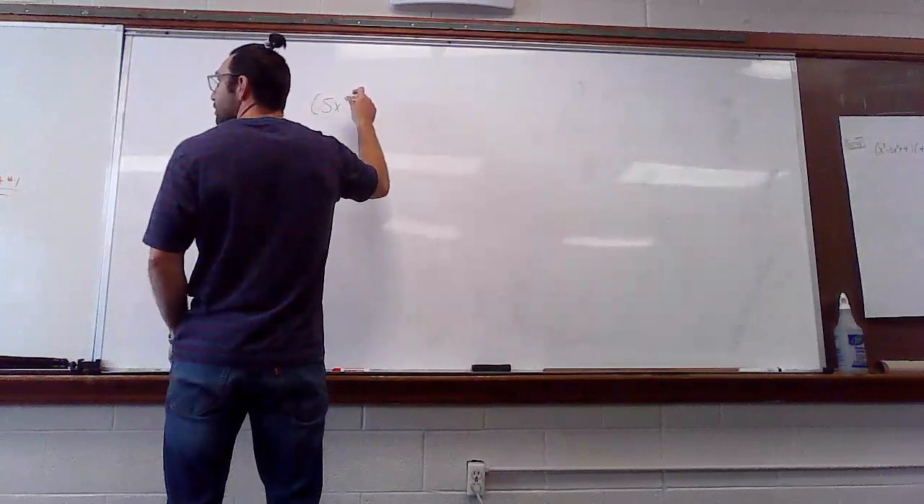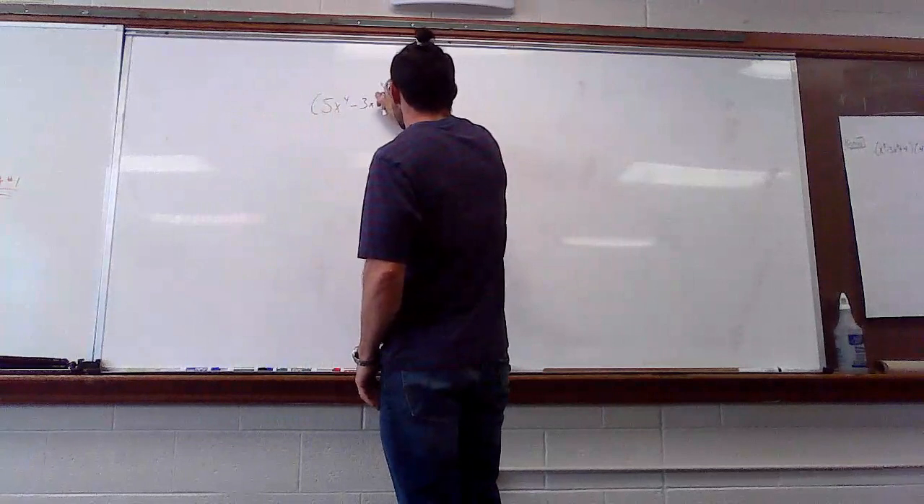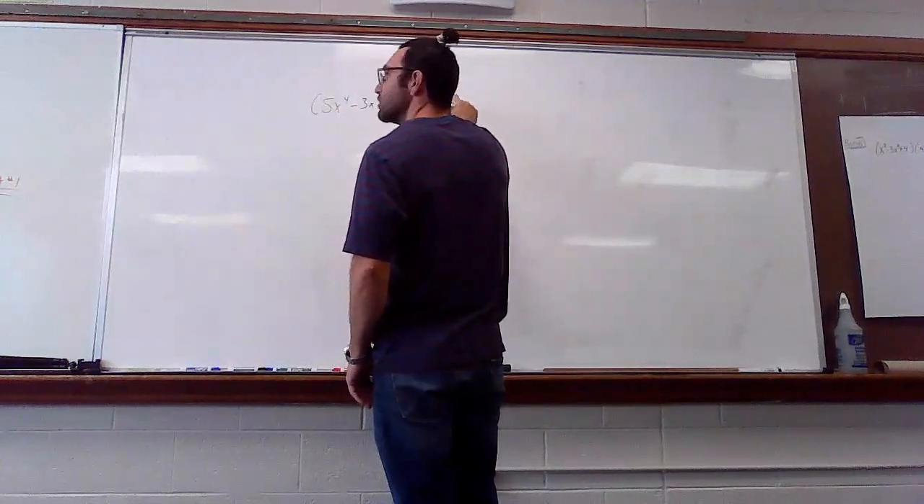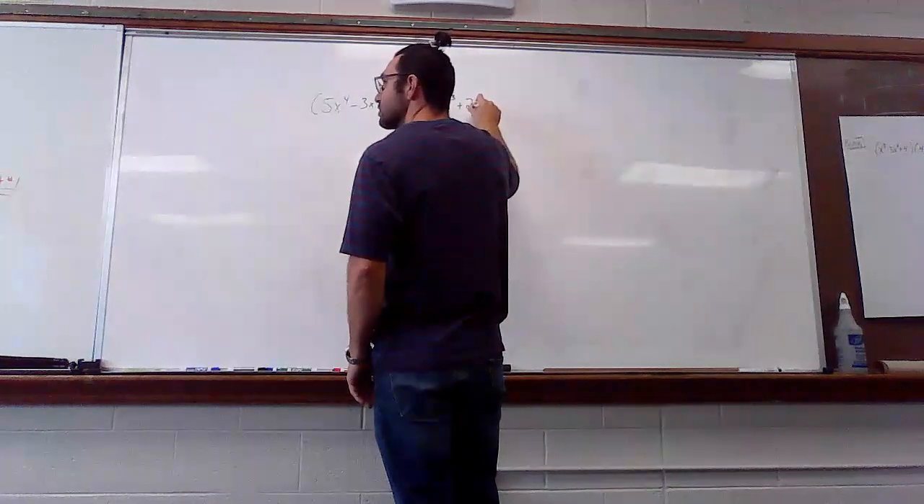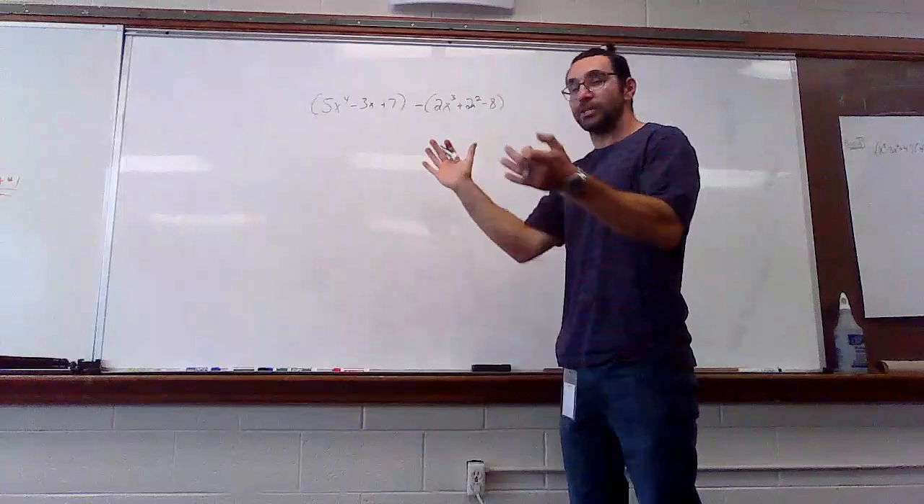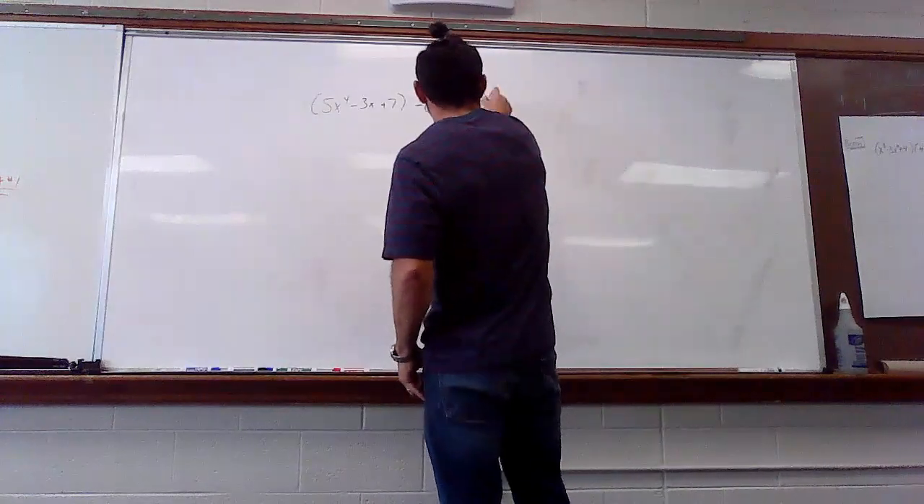5x to the 4th minus 3x, oh no, minus 3x plus 7, minus 2x to the third plus 2x squared minus 8. A couple different ways that I can do this. I can change it to a vertical and subtract like that, or we can distribute, which is what most of you are going to do.